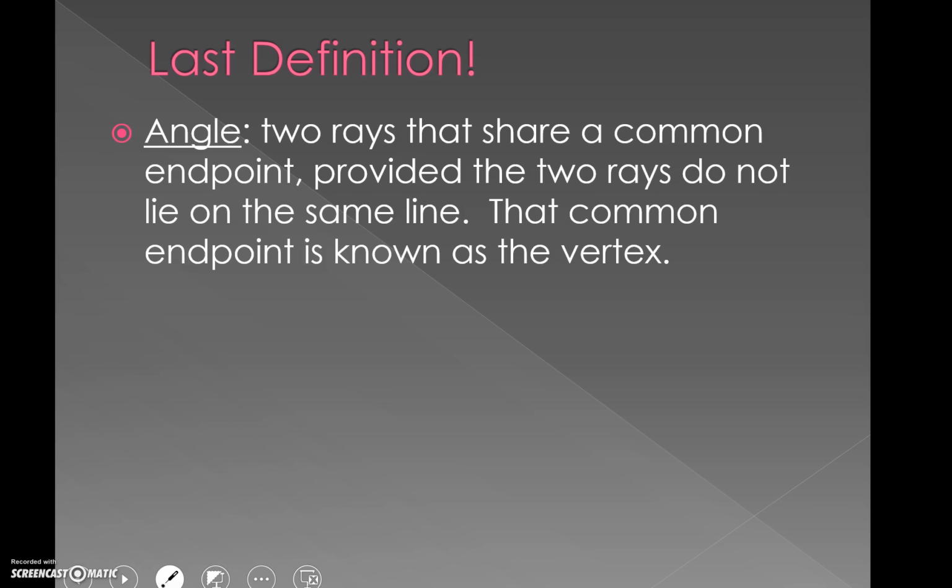Our last definition is what an angle is. An angle contains 2 rays that have a common vertex endpoint. So this kind of reminds you of opposite rays, but these here don't necessarily have to form a straight line. So the 2 rays do not lie on the same line, and the common endpoint is also known as a vertex. So this is an example of an angle. As you can see here, point E is our vertex, and we have 2 rays that are sharing that same endpoint.